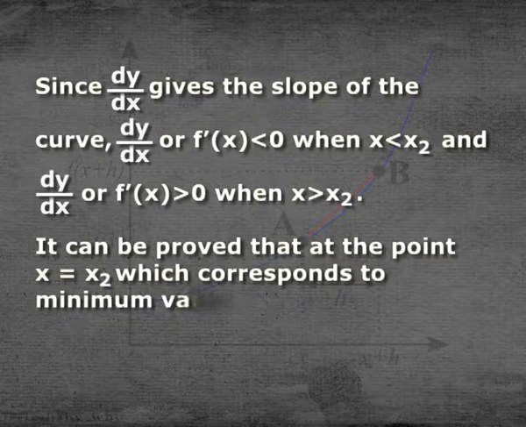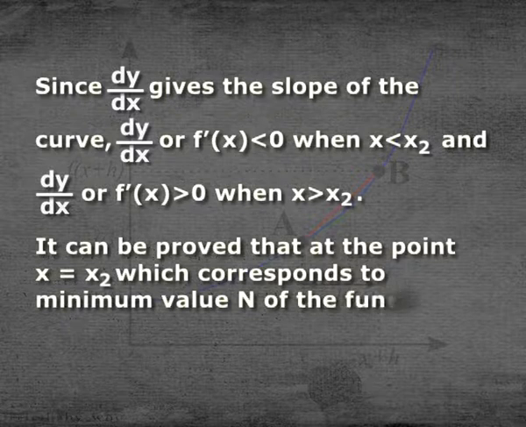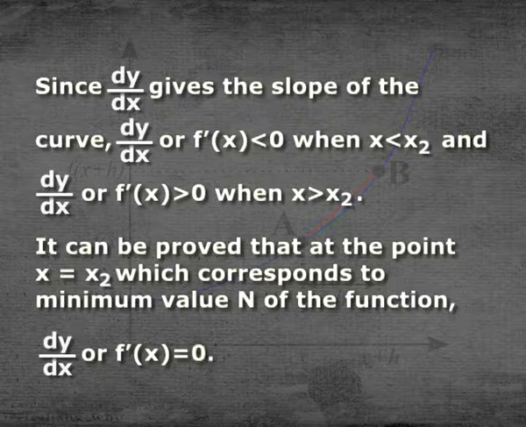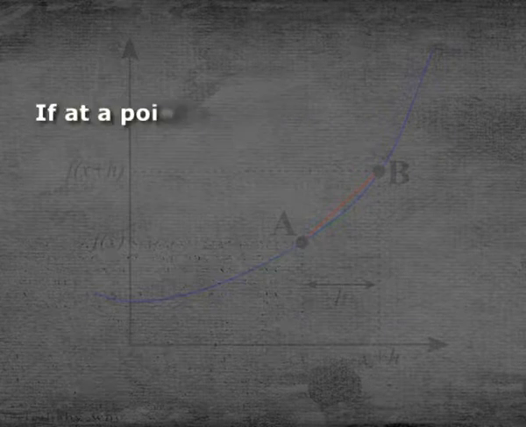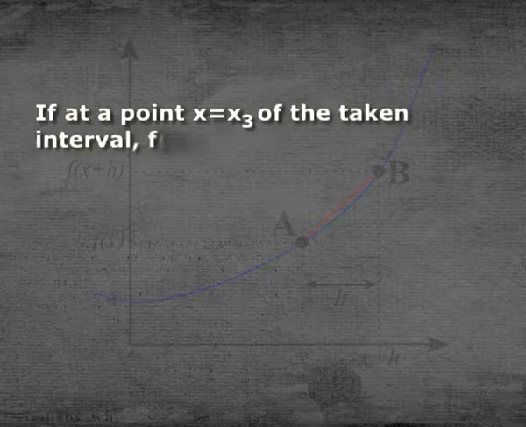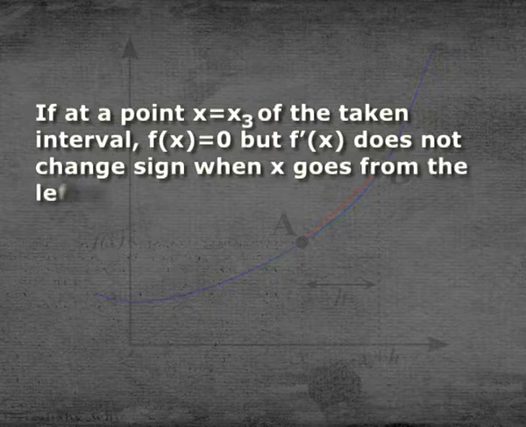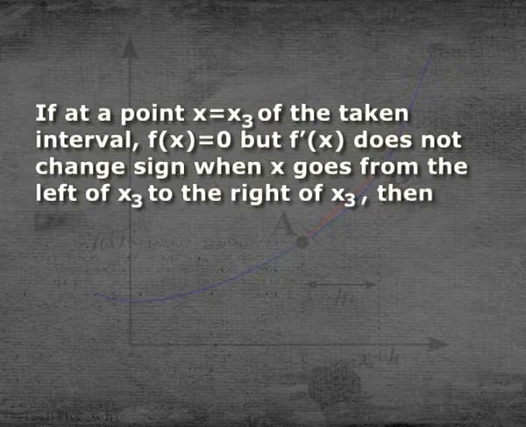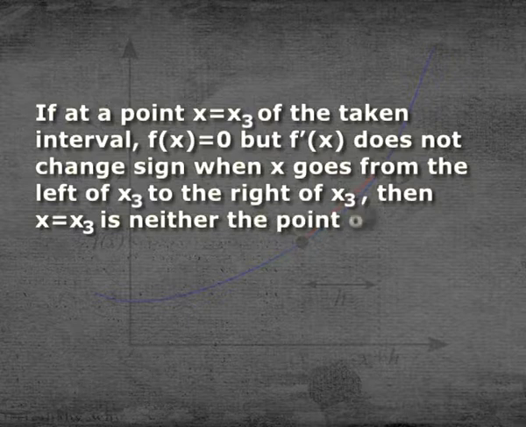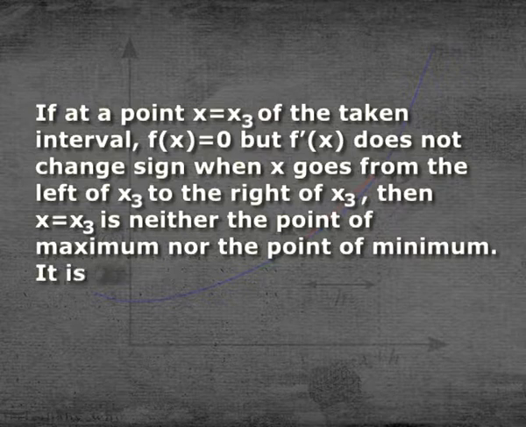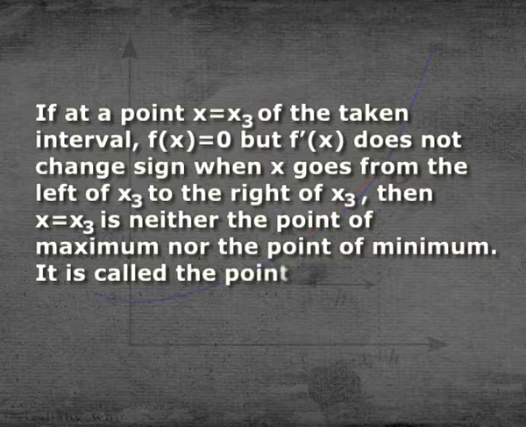It can be proved that at the point x equals x2, which corresponds to the minimum value n of the function, dy by dx, or f dash x, will be equal to 0. If at a point x equals x3 of the taken interval, f dash x is equal to 0, but f dash x does not change sign when x goes from the left of x3 to the right of x3, then x equals x3 is neither the point of maximum nor the point of minimum. It is called the point of inflection.